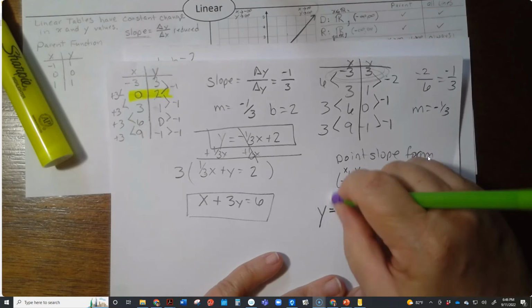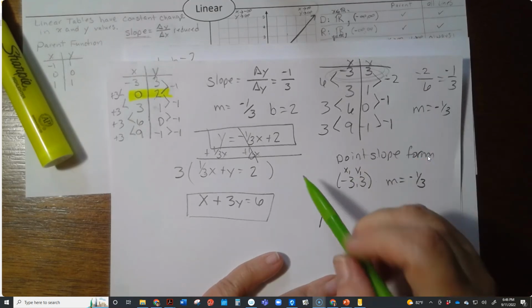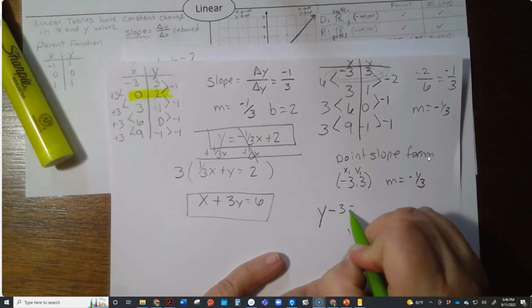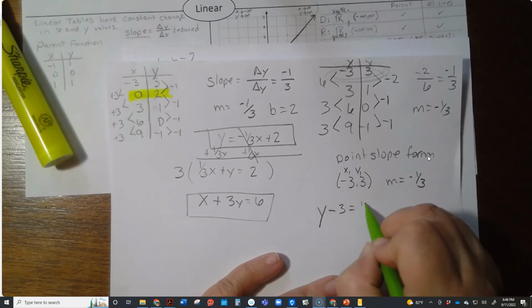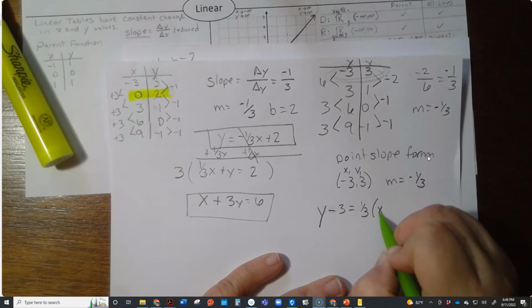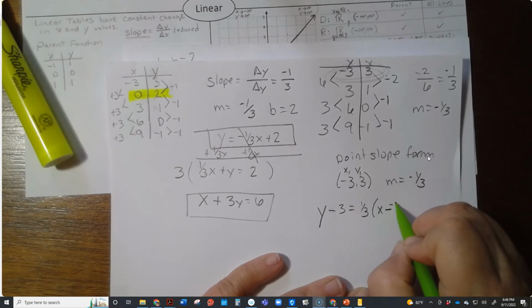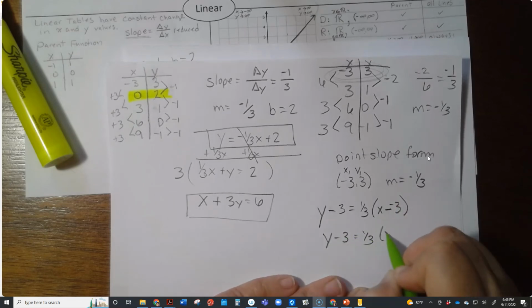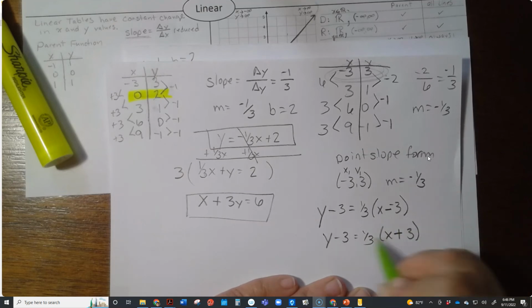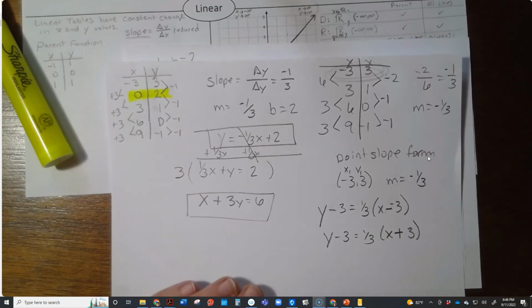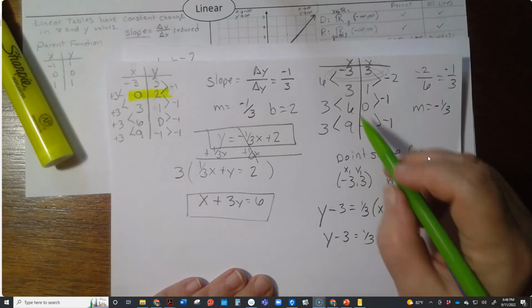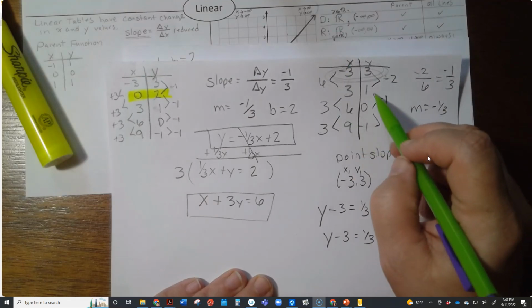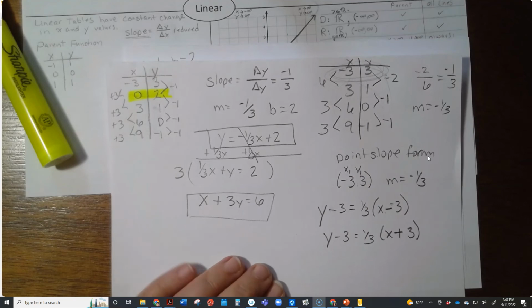The formula is y minus y1 equals m times x minus, and then minus a negative 3. And hopefully you remember that x minus a negative 3, we end up writing it as a plus, minus a negative ends up writing as a plus. So this would be a point slope equation that would work for this table that they gave us right here if we didn't already know what the y-intercept was, and we could just pick any point.